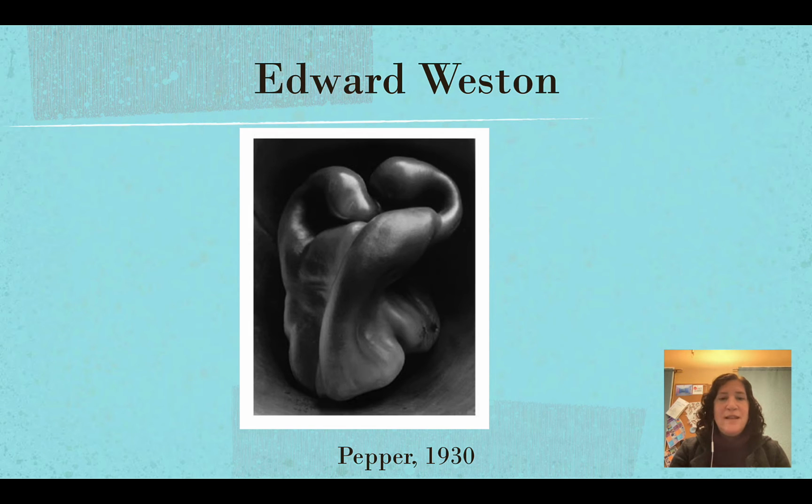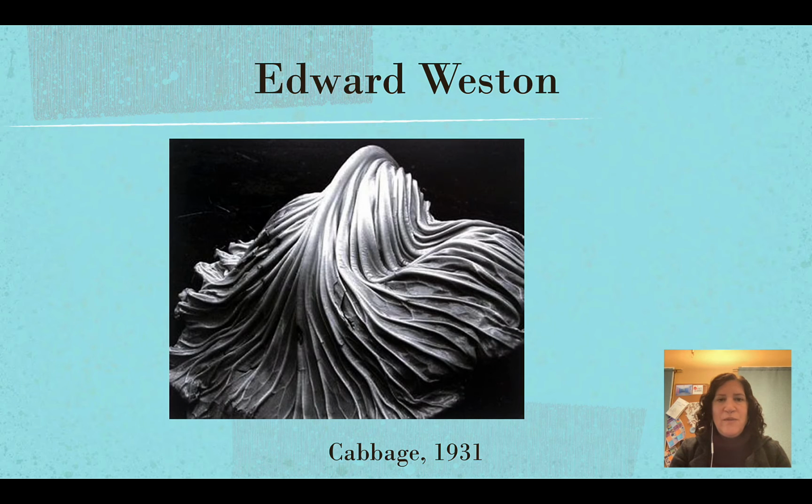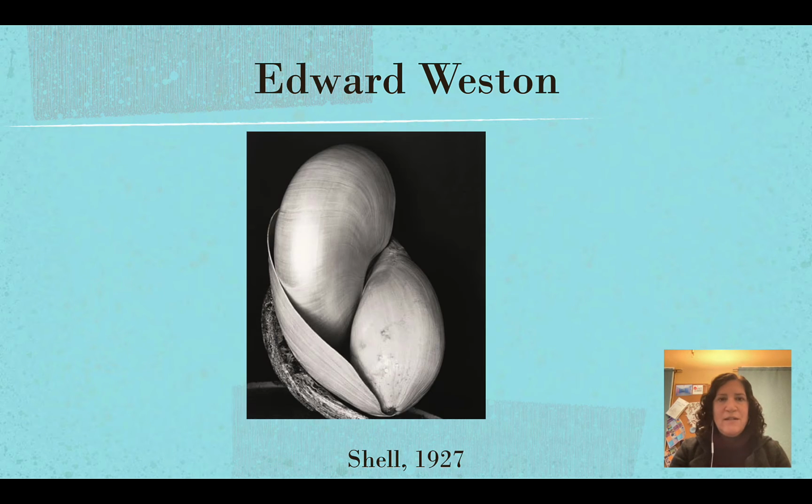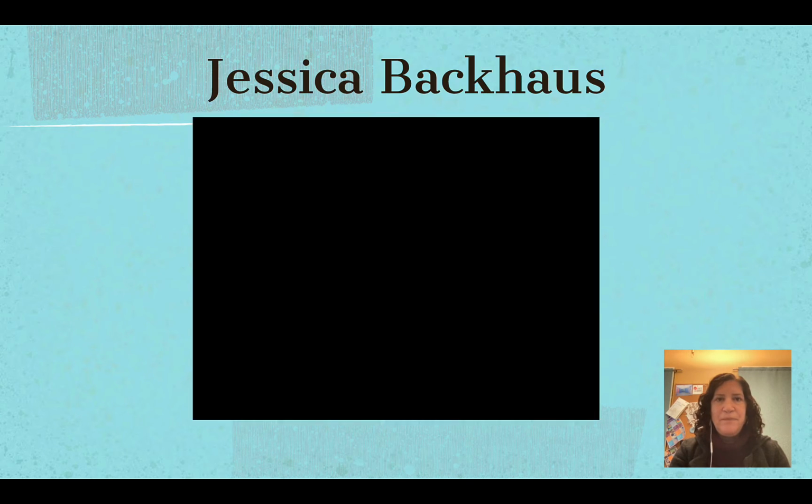Here's his bell pepper. It almost looks like a figure in a way, sort of sculptural, but that beautiful soft light and getting close, cropping in, makes it an interesting photo. Here is cabbage. The light highlights those veins on the leaves and makes it really sculptural and interesting to look at. Here's a seashell, and you can see the soft glow of the texture of the shell.